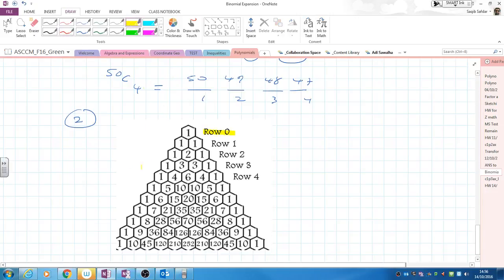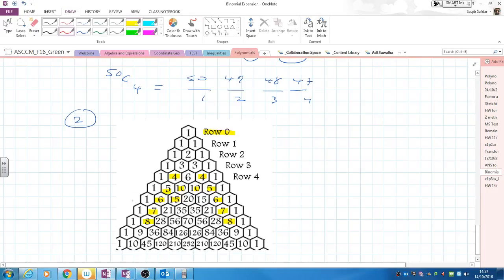Now, what do you notice about this? The ones I'm highlighting: 1, 5, 10, 10, 5, 1. 1, 6, 15, 20, 15, 6, 1. 1, 7, 21, 35, 35, 21, 7, 1. It's a word beginning with S. Symmetrical. Okay? So what does that mean?